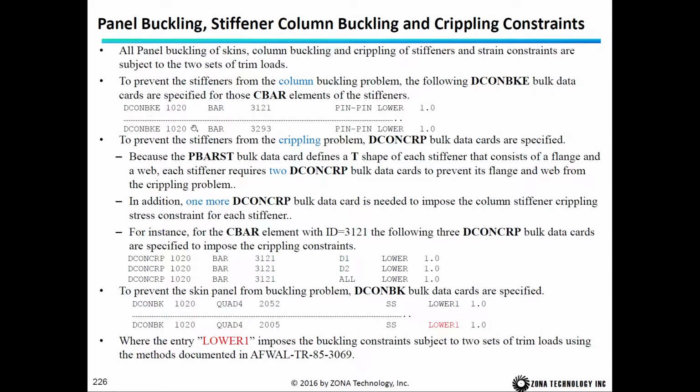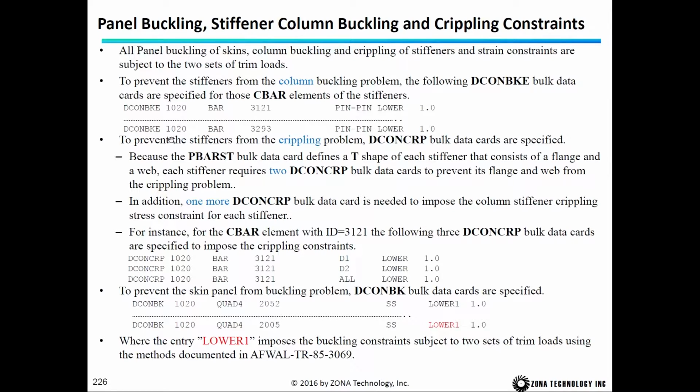To prevent the stiffeners from column buckling problem, the following DCONS BKE cards are specified for those CBAR elements of the stiffeners. So DCONS BKE with a set ID. This set ID is referred to by the DCONS equals case control command and applied to the bar with the CBAR ID here. And this simply supports the boundary condition. A lower bound is 1.